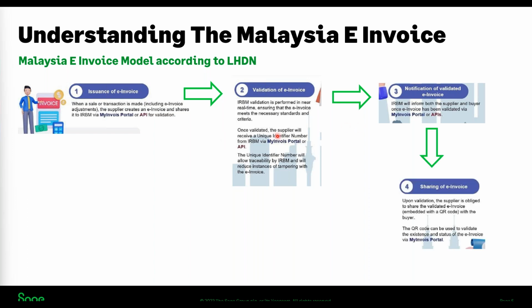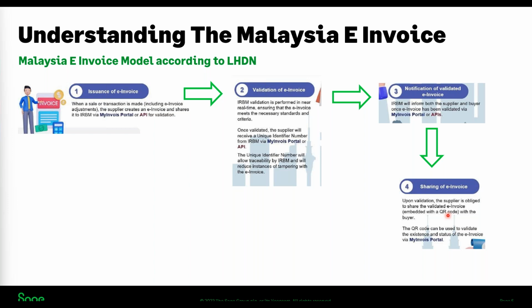In point number 4, LHDN requires you to share your e-invoice with your buyer. Again, in step 2, after your invoice gets validated, LHDN will send the API a unique identification number, UID, and then it is your duty to share your validated e-invoice with the buyer, embedded with a QR code. Don't worry.